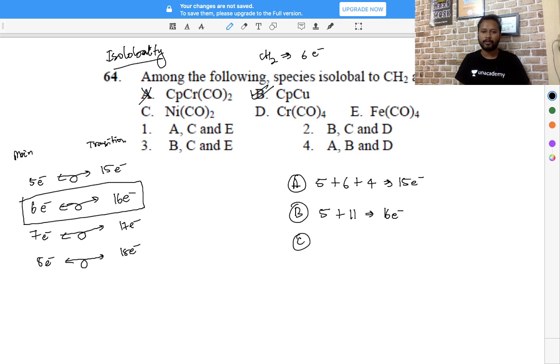If you go with option C, nickel will give you 10 electrons, right? Nickel gives 10 electrons plus 4, so it's a 14 electron species. That is not going to be your correct answer. Talking about option D, chromium will give you 6 electrons, plus CO4, that means 8 electrons from it. So again it is a 14 electron species.